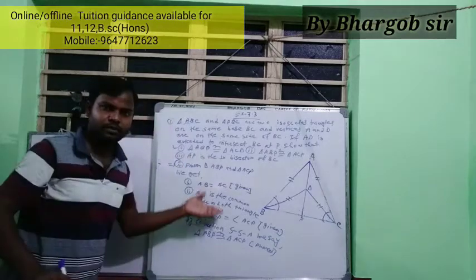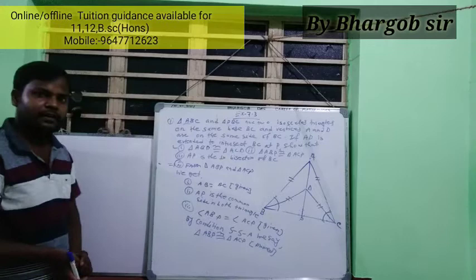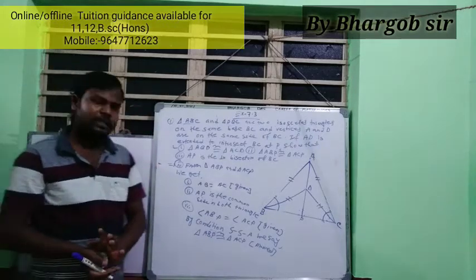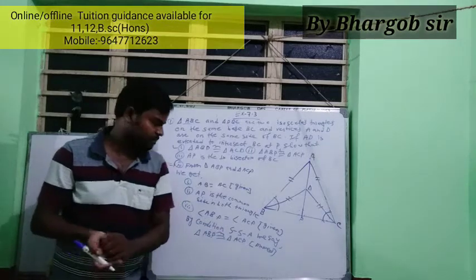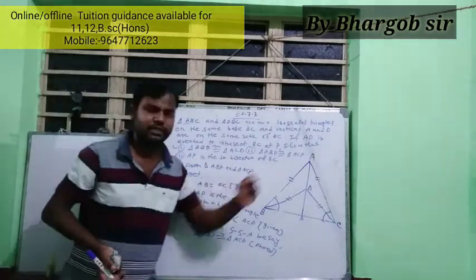This is the proof of problem number 2. Is there any problem? No. Then we can proceed to the next problem. What is the next problem? Problem number 3: AP is the perpendicular bisector of BC.